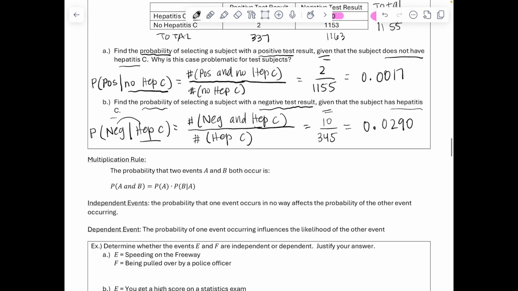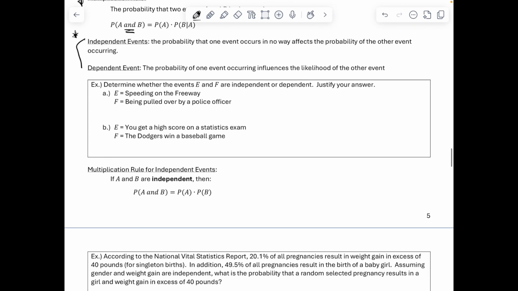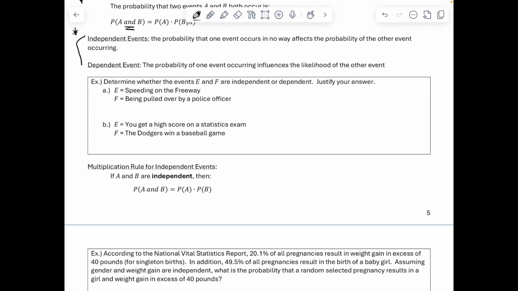So the next thing right below is the multiplication rule. And this is the probability that two events, A and B, both occur. And notice that the word and here is going to be the probability of A times the probability of B given A. And then we get into independent and dependent events. Independent events means the probability that one event occurs in no way affects the probability of the other event occurring. Whereas dependent events means one event occurring influences the likelihood of the other event.